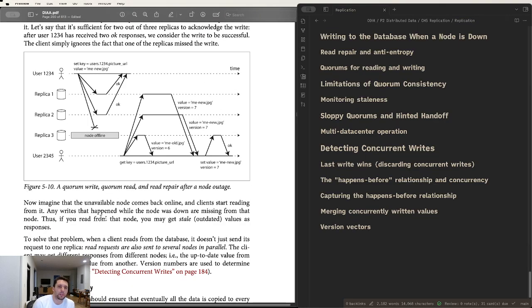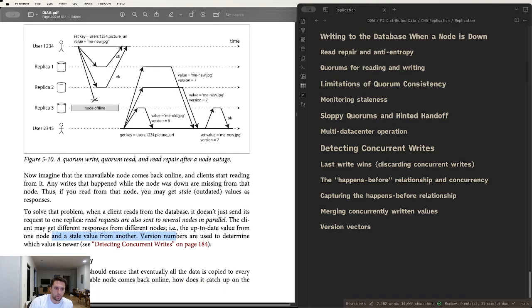Now imagine that the unavailable node comes back online, the client starts reading from it. Any writes that happened while the node is down are missing from the node, thus if you read from that node, you may get a stale, outdated value as a response. To solve that problem, when a client reads from the database, it doesn't just send its request to 1 replica. Read requests are also sent to several nodes in parallel. The client may get different responses from different nodes, i.e. the up-to-date value from one node and a stale value from another. Version numbers are used to determine which value is newer.